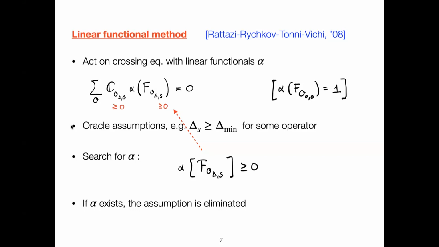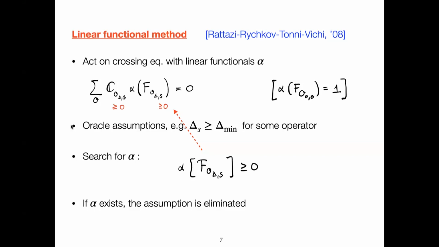So their idea was to make some general assumption from the beginning, say that all the scaling dimensions that appear here in the sum are above the unitarity bound, and let's single out one of them, like say the lowest one, and assume that there is a gap in scaling dimension, and then try to search for alphas for which alpha acting on all the f's that appear here is explicitly positive. And say we normalize it so that if the identity appears, alpha on the identity contribution is 1.